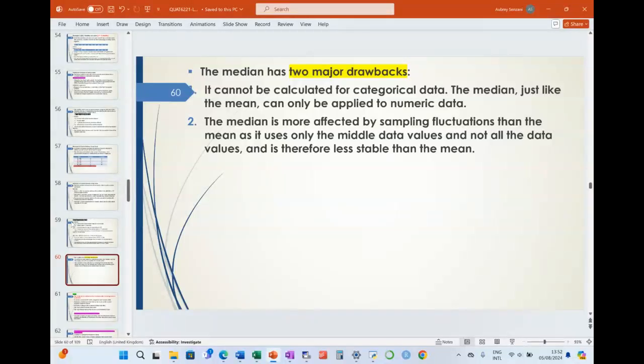The median has two major drawbacks. It cannot be calculated for categorical data. The median, just like the mean, can only be applied to numeric data. Then lastly, the median is more affected by sampling fluctuations than the mean, as it uses only the middle data values and not all the data values, and is therefore less stable than the mean. So it's less stable than the mean because it does not include all the values in the data set.